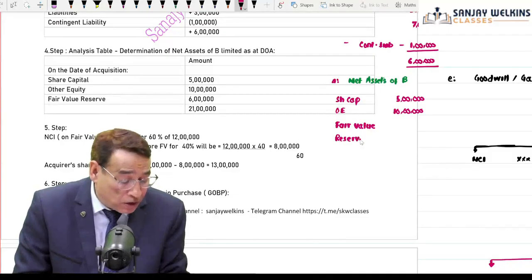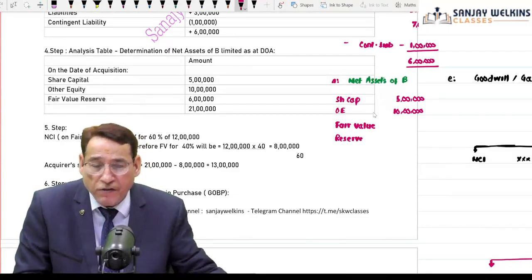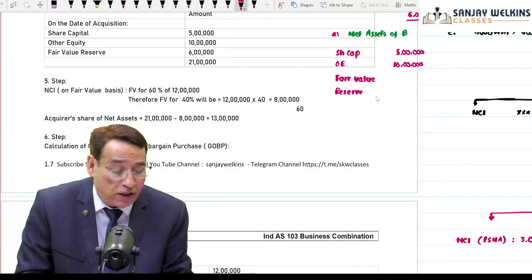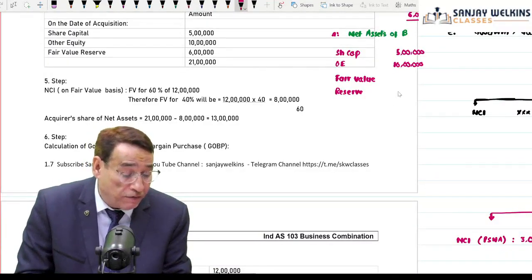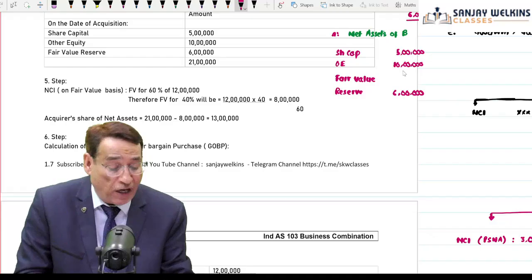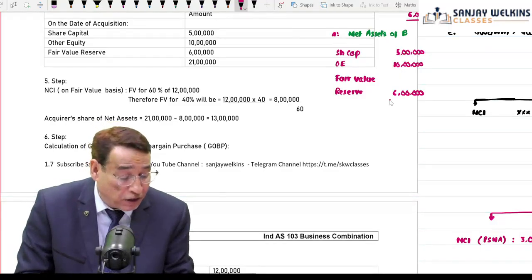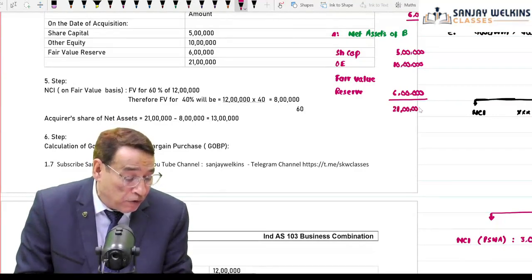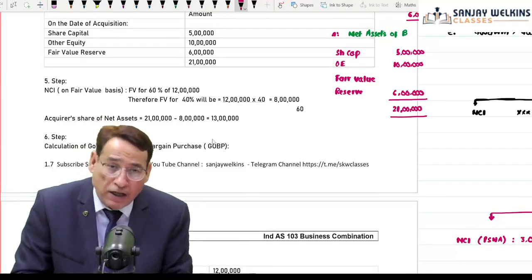Correct? So share capital plus all types of reserves is nothing but your equity, and equity always equals net assets. So fair value reserve is equal to 6 lakh. So I can say with surety that on the date of acquisition, 5 plus 10, 15 plus 6, 21 lakh. So total net assets of the acquiring entity is equal to 21 lakh.